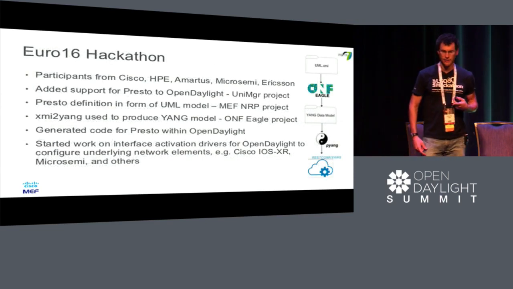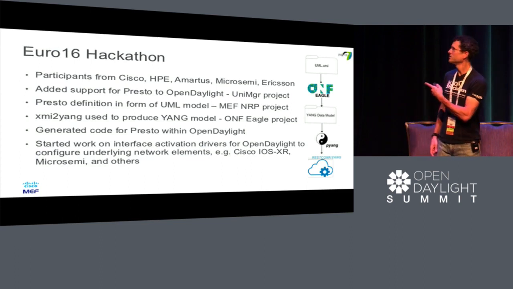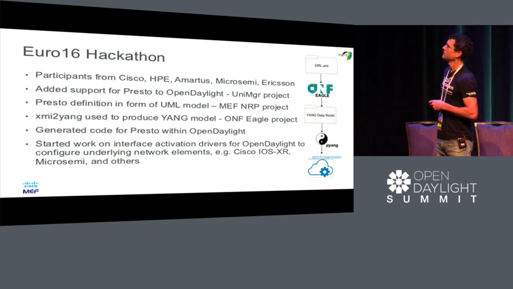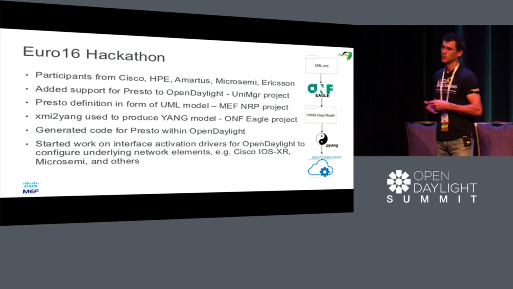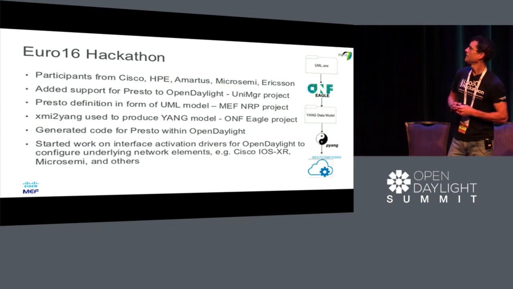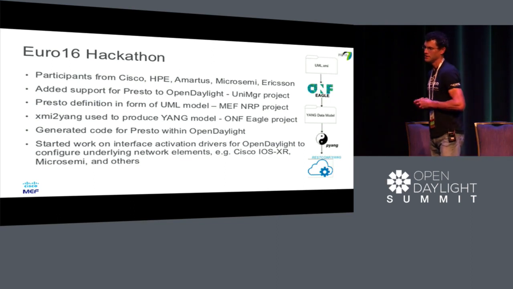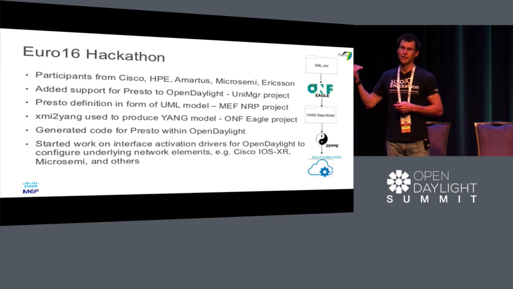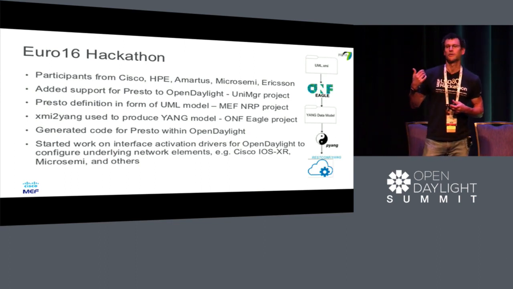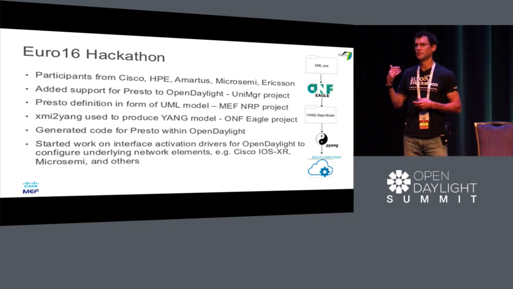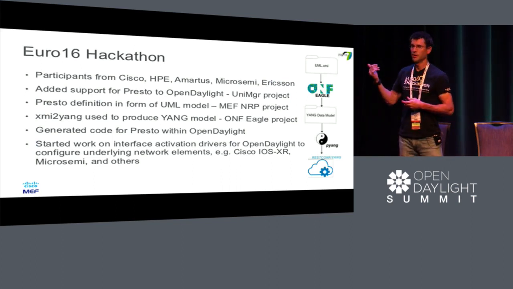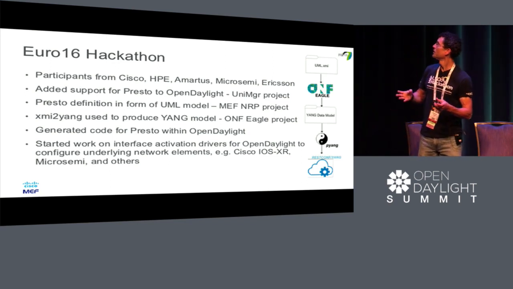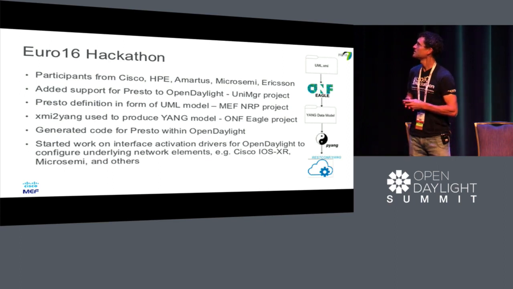So at the Euro16 Hackathon, I just wanted to call out, these were the goals: we have this Presto API, let's add support for it to UniManager. And the API at that point was basically based on this NRP model. The NRP model is actually a UML model, and it's a UML model that was based on a UML model that was defined by ONF, the ONF core model. So we used that ONF core model as the basis for defining the Presto API.